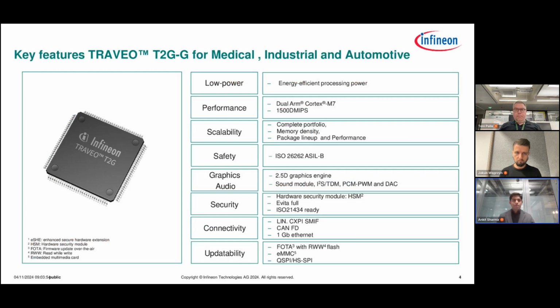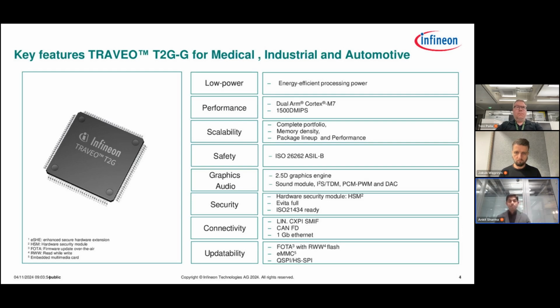Moving on. So these are the very high-level key features of the Traveo 2 graphics for medical, industrial, and automotive applications. Very important, as I mentioned, this device is optimized for low power. These are very energy efficient, with efficient processing power. Deep sleep can go as low as 250 microamps for Traveo 2 graphics devices.